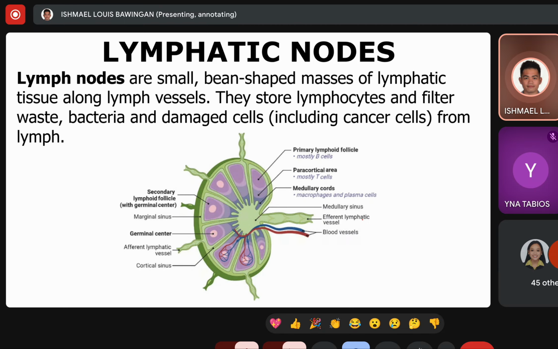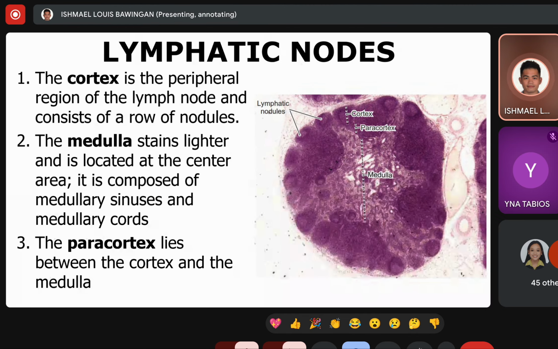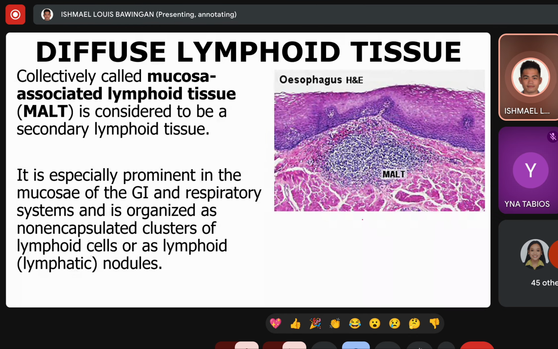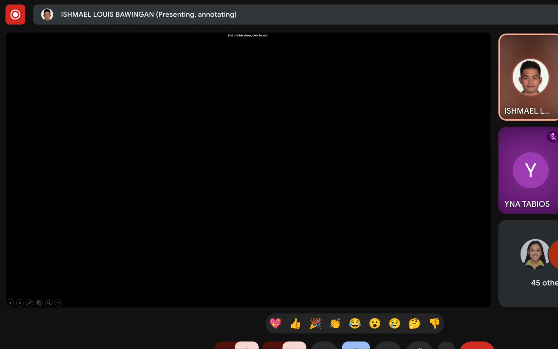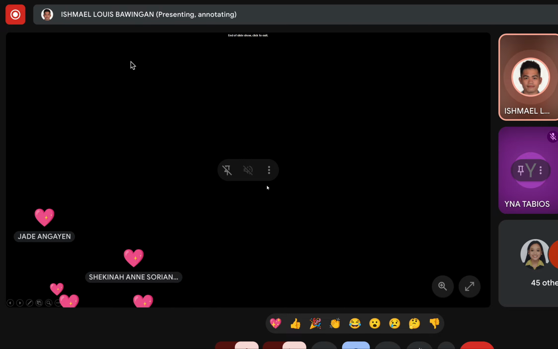And then you have your lymph nodes and your diffuse lymphoid tissue. They are more on the lymphoid system now at this point, so we're going to leave those for the lecture. Hooray! We are done with our discussion for exercise 11.